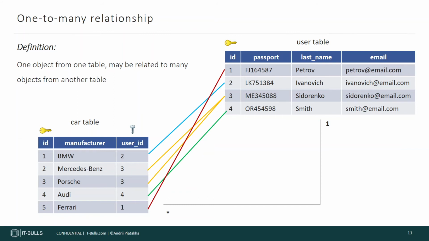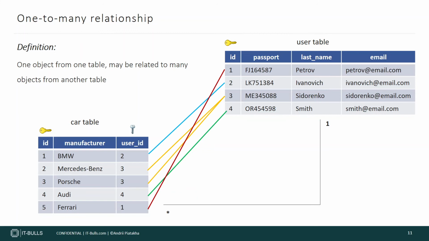One-to-many means that one object from one table may be related to many objects from another table. In our particular example with user and car, we can apply one-to-many relationship in the next way. One user may own multiple cars, but each car has only one user. This is called one-to-many relationship. One user owning many cars. Does it make sense?